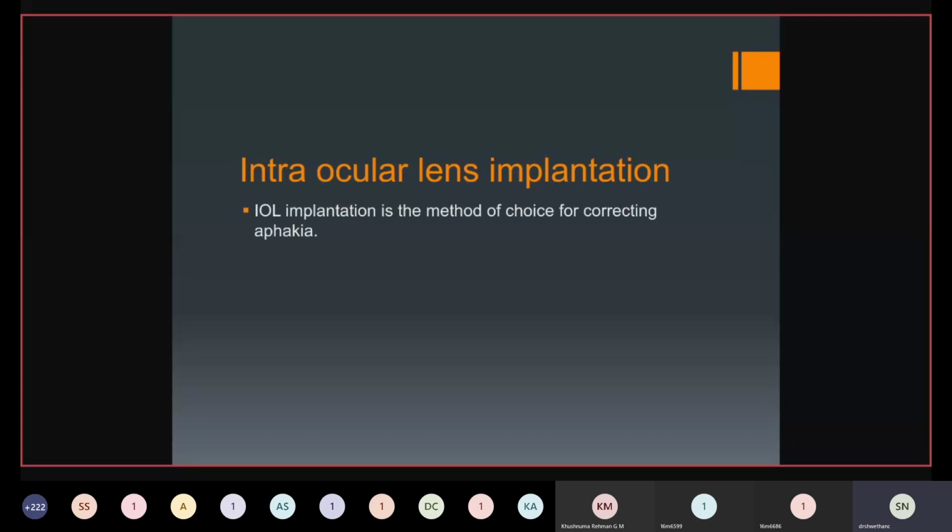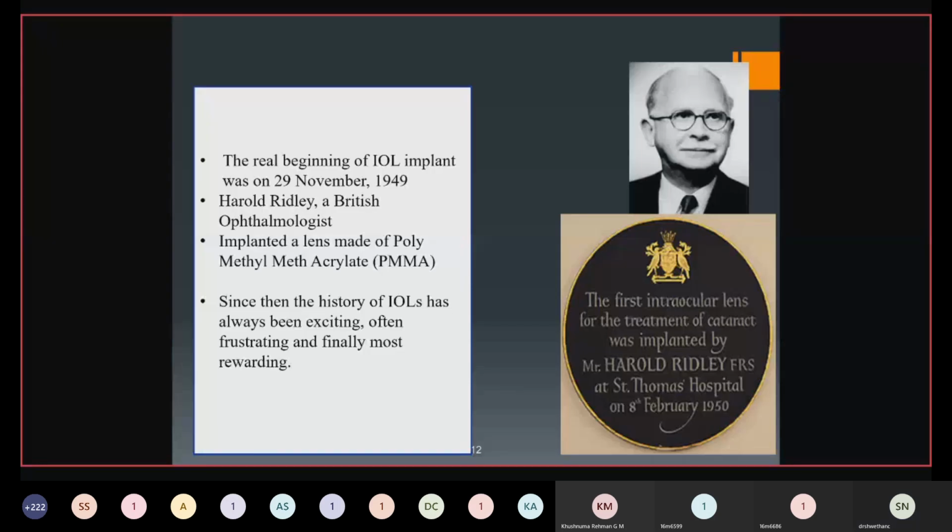Next, we'll learn about intraocular lens implantation. IOL implantation is the method of choice for correcting aphakia following surgery. So this is done worldwide now. The real beginning of IOL implantation happened on 29th November 1949 by this English ophthalmologist Harold Ridley.